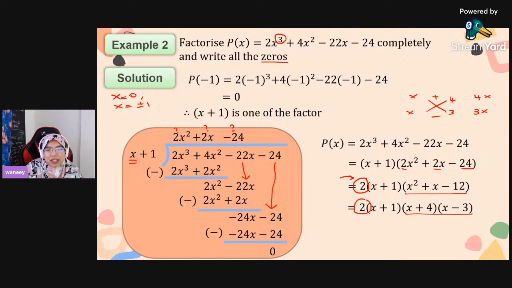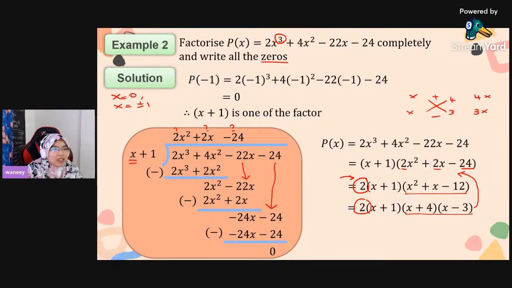Once you already factorize them, make sure to expand them again and check whether you get your top or not. Contohnya ini kalau awak expand x plus 4, x minus 3, check balik dapat sama tak dengan ni. Kalau tak sama, kena darab dengan constant lah ke depan.